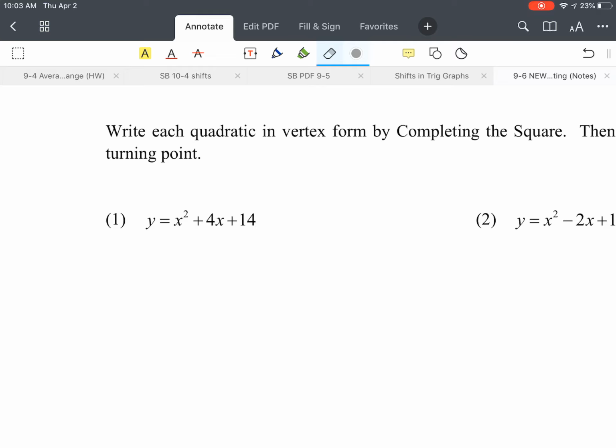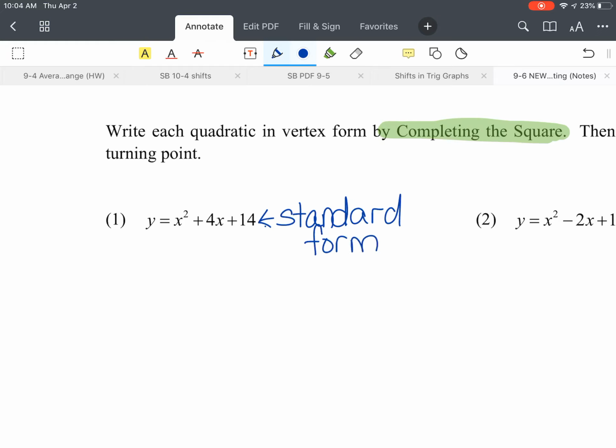So in the last lesson we were talking about using a version of completing the square to rewrite quadratics from standard form into vertex form. So remember, this is standard form and we're going to use completing the square to get it into vertex form. And the reason that sometimes we like vertex form is in vertex form it's easy to identify what the vertex is.